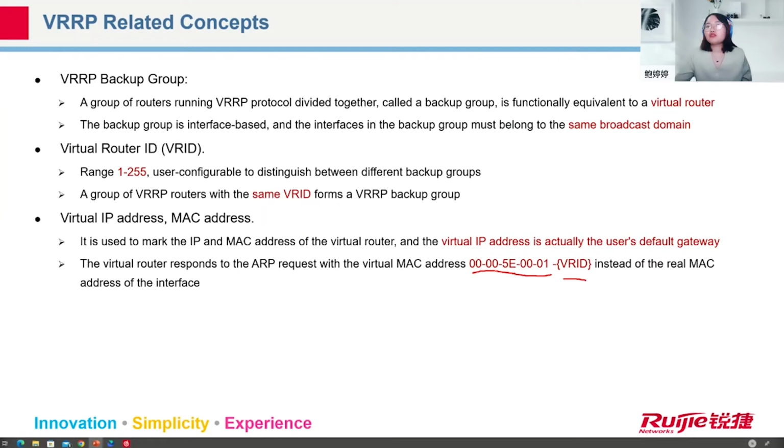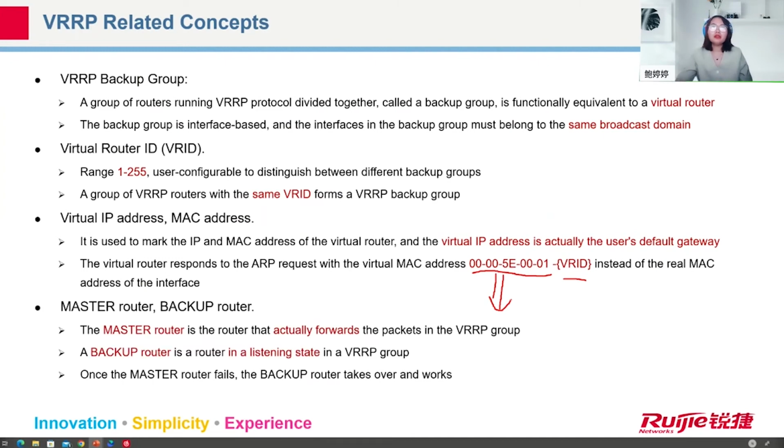So the virtual MAC address, the virtual router will directly use this MAC address to reply to the client. In your group, if one device is working, the virtual MAC address can reply, and all the time the MAC address cannot be changed, right? So on the client side, I will think my gateway is working all the time because my MAC address is the same all the time. Okay, so this is a virtual MAC address.